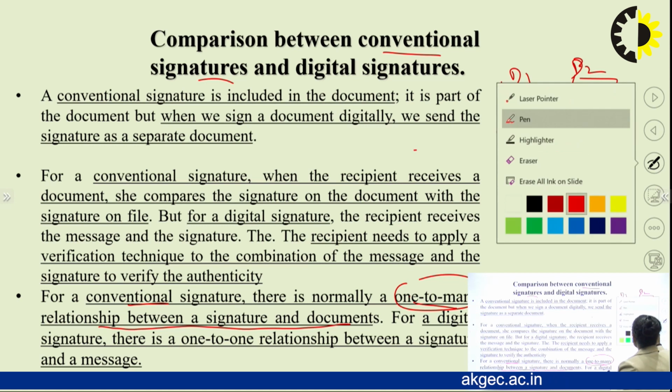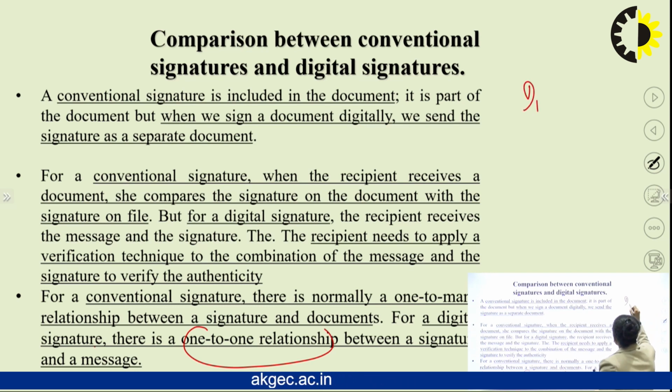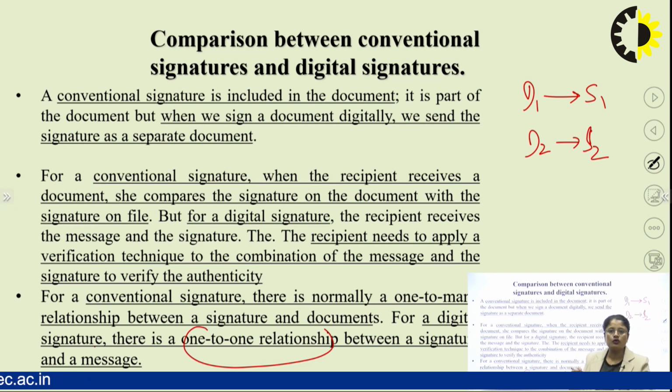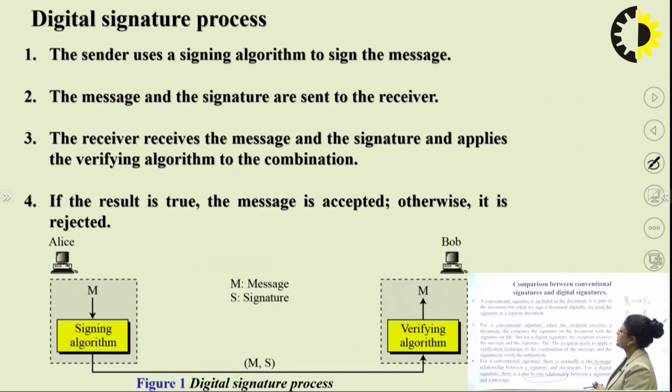But when you're talking about digital signature, what is the difference? In case of digital signature, there is a one-to-one relationship. That means if you have document 1, the corresponding digital signature for document 1 will be, let us say, S1. For example, if your document 2, the corresponding signature will be S2. So different documents will have different signatures. So it is 1-to-1 between signature and message, that is for the digital signature, and 1-to-many for manual signature, which we already are using traditionally. This is just a brief comparison between conventional signatures and digital signatures.